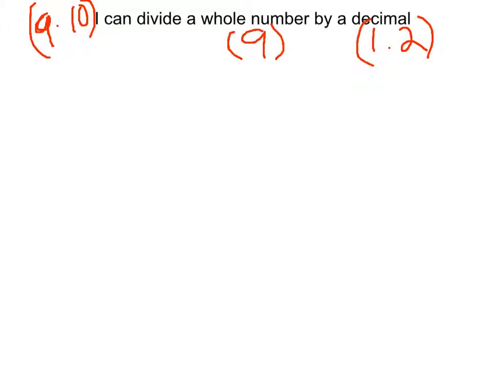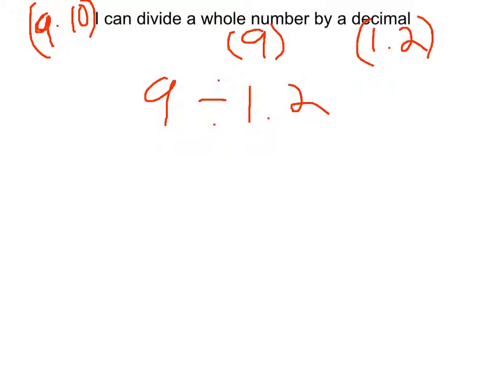Okay, 5th grade, we're on lesson 9-10, 2 lessons left in this chapter, and our target today is I can divide a whole number, 9 in this case, by a decimal, 1.2. So we have a whole number divided by a decimal. Start off by just setting up the problem. We have 9 divided by 1.2. So how many times does a 1.2 go into 9?